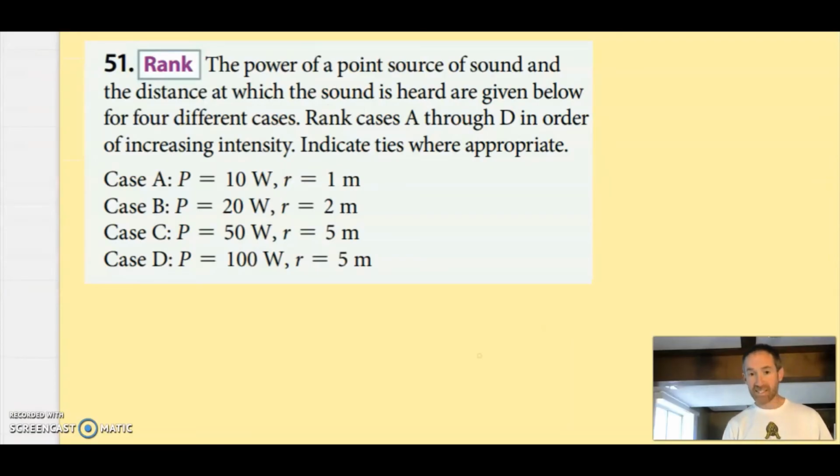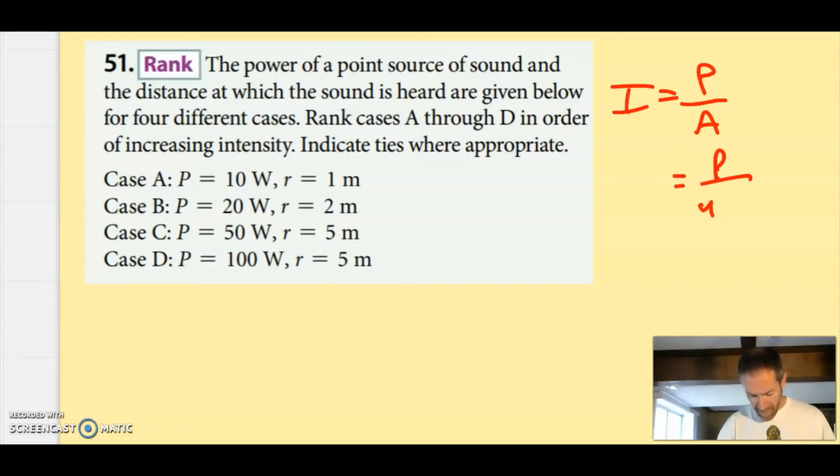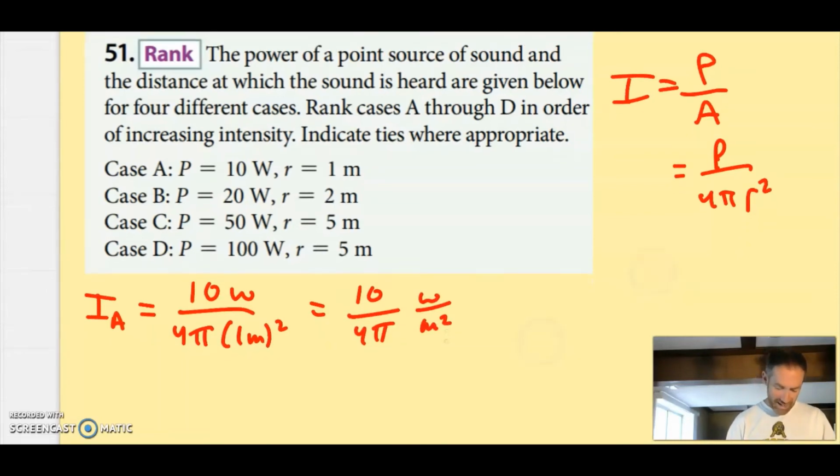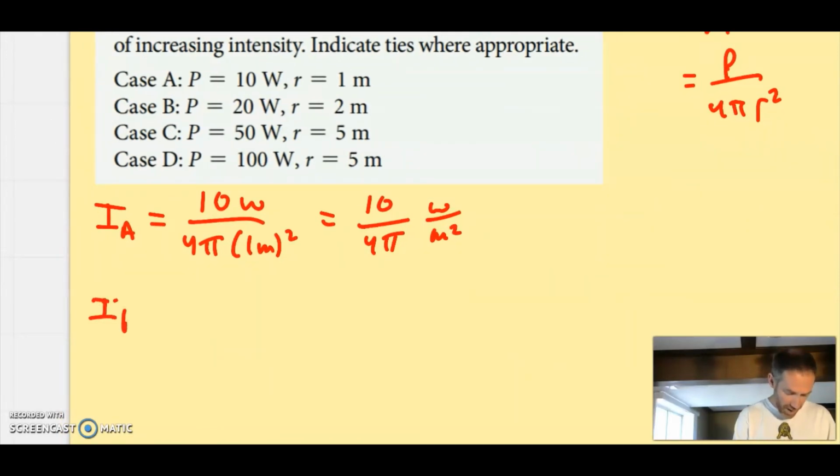Given the powers and the distances, number 51 wants you to rank the intensities. We know that intensity is power divided by area. So I'm going to do the power divided by 4 pi r squared 4 times. Now I'm actually not going to need my machine on this because they just want me to rank them. So I'll be able to rank them just by saying that the intensity is whatever the power is. In A, it's 10 watts, divided by 4 pi and 1 meter squared. So just in my head, I can say that that's 10 over 4 pi. Yes, it's in watts per square meter.